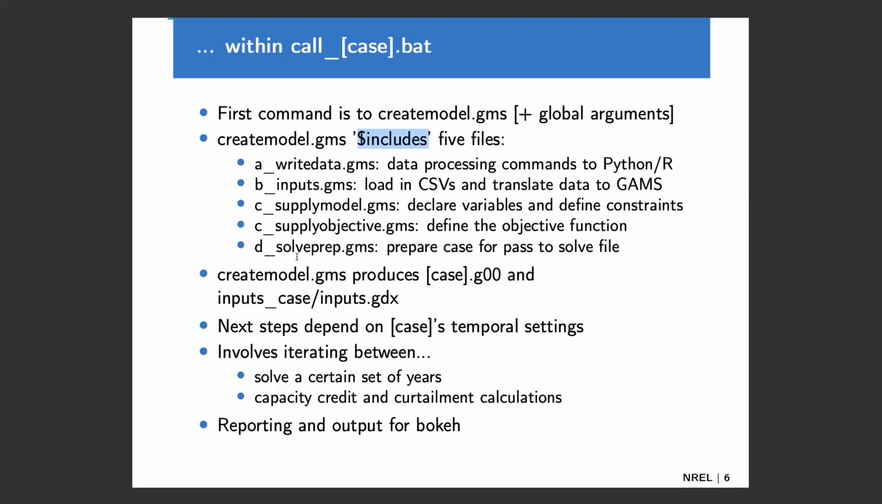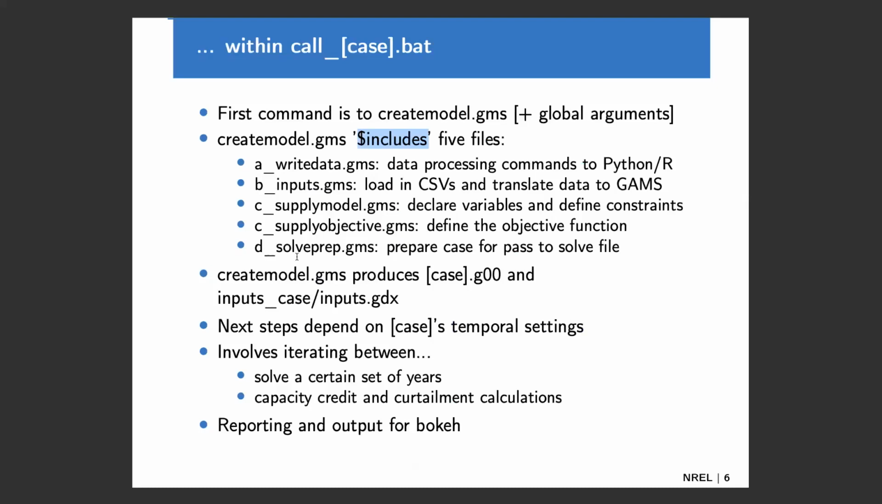What these files do is dependent upon which file it is. A_write_data will call all the data processing commands to Python or R. In a_write_data, there are, I think, 7 or 8 different calls to Python or to R, or R scripts more appropriately, that take the arguments passed to createmodel.gams and process inputs such that they follow the logic that you hope for your case.